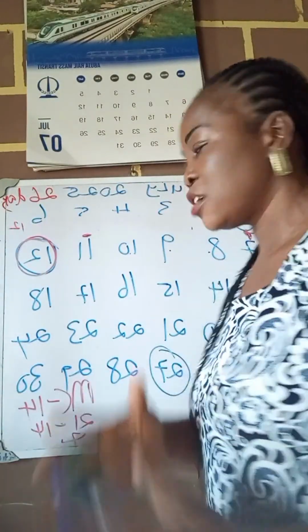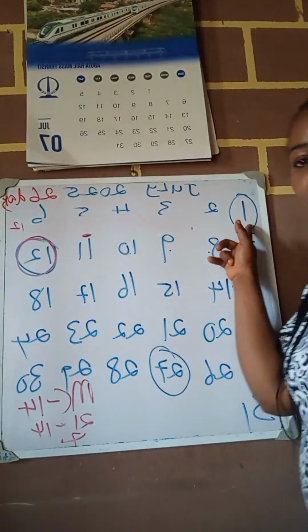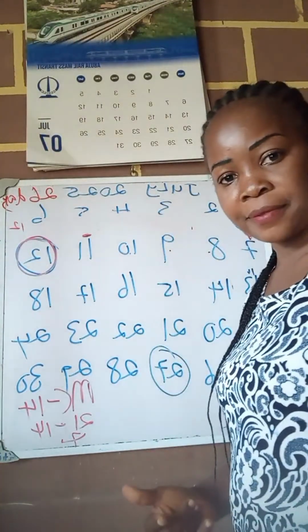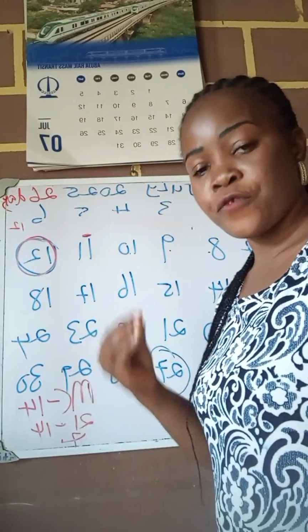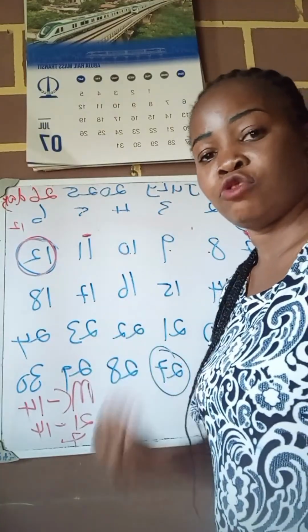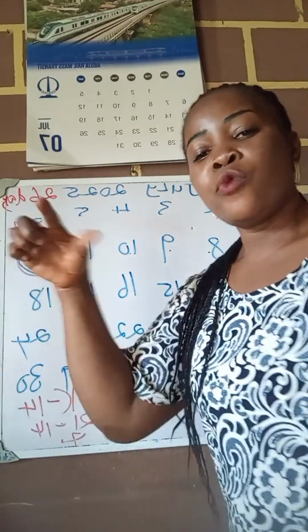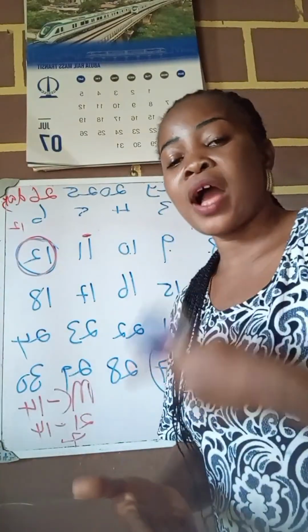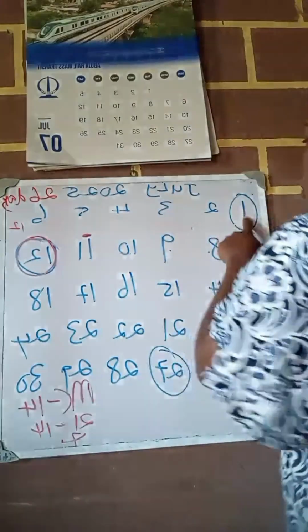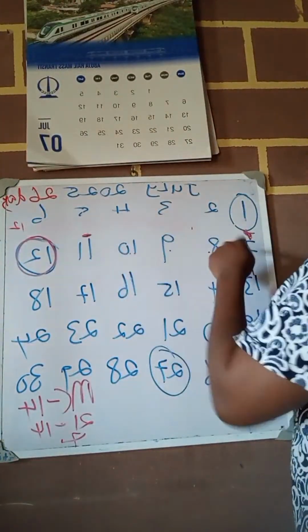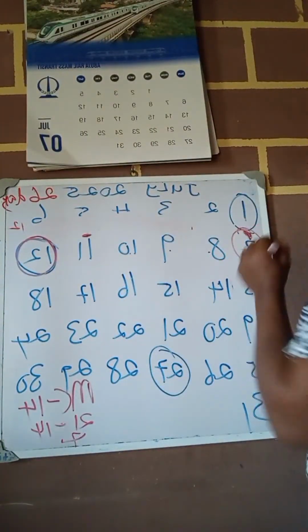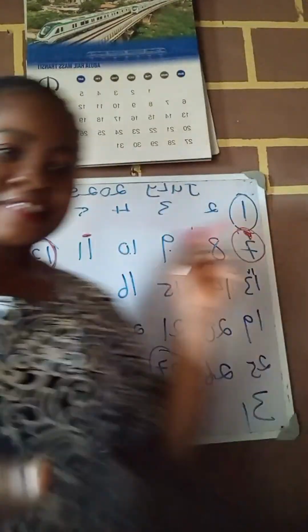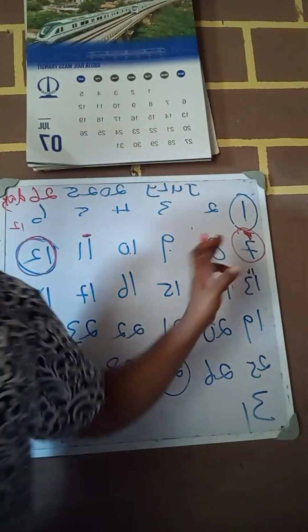Let's say that the first day of your period was on the 1st of July. Then we'll count till day 7. Day 7 is the day you are likely to ovulate. 1, 2, 3, 4, 5, 6, 7. That means your ovulation will be on day 7.